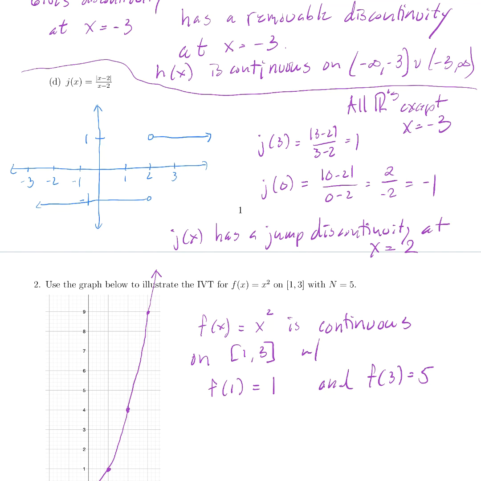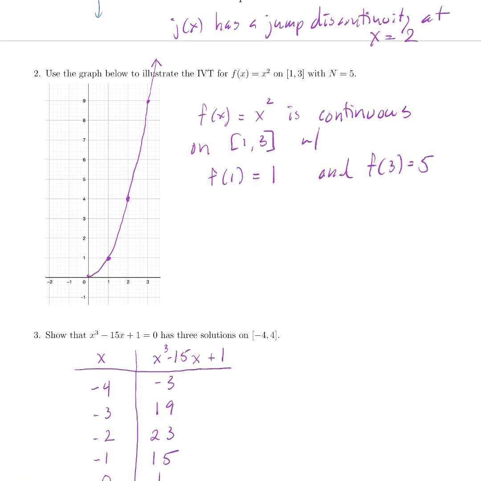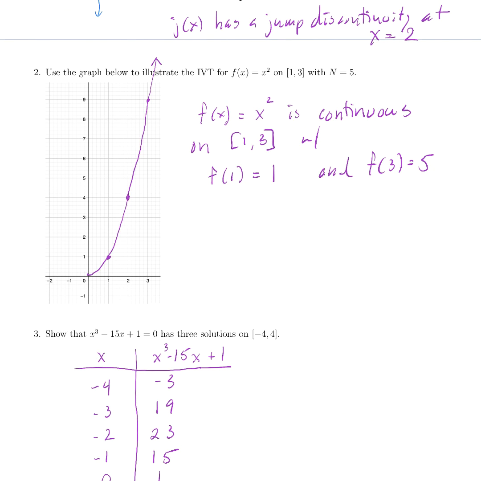Now go ahead and write out the interval on which this function is continuous. It should look very much like the one above, except where you see a negative 3, replace it with a positive 2. Okay, number 2 says, use the graph below to illustrate the intermediate value theorem for x squared on the interval from 1 to 3.